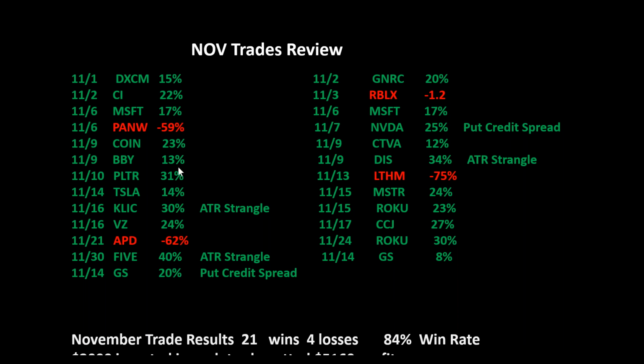Notice that they're all within that range, pretty much. You don't have too many outliers in this. And you get a few losses. This was a tiny loss, but this was a put credit spread here for 25%, put credit spread for 20%. Anything else that doesn't say anything else, those are just straight puts and calls.